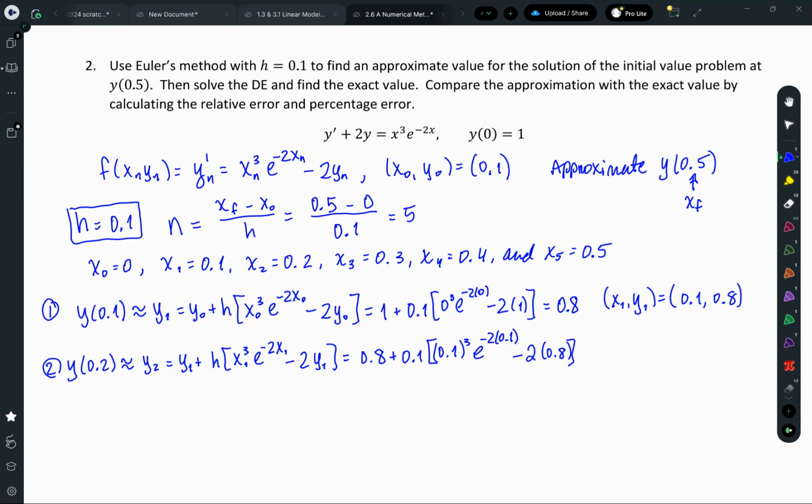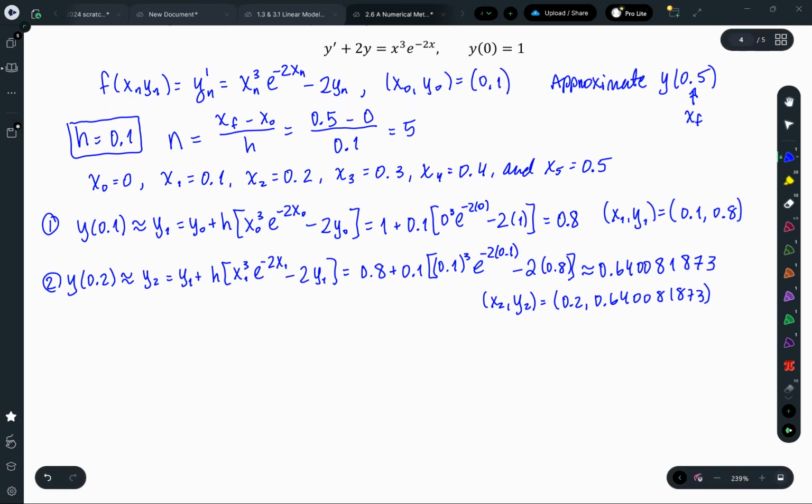Okay, so what I get from my calculator is this is approximately 0.640081873. That's long. Okay. So this is my y2. Putting this together, I've got my x2, y2 is equal to 0.2, comma 0.640081873. All right.